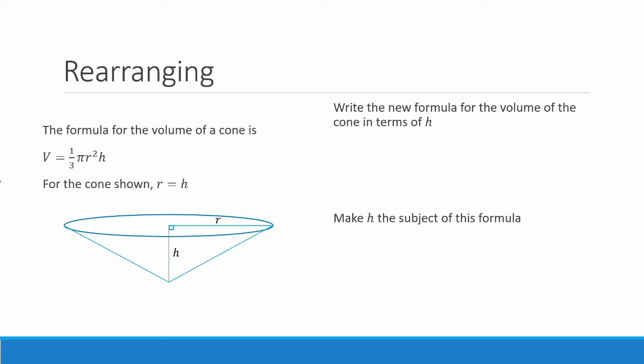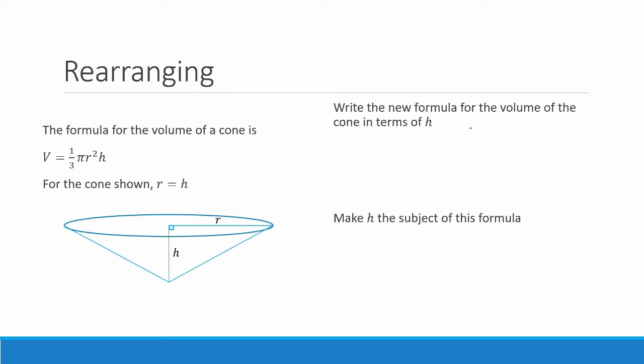Hi guys, in this video we're going to cover an example of rearranging. So here we have the formula for the volume of a cone, which is volume equals a third pi r squared h. And for this cone, the radius r is the same as the height h. So our first question is to rewrite this new formula for the volume in terms of h.